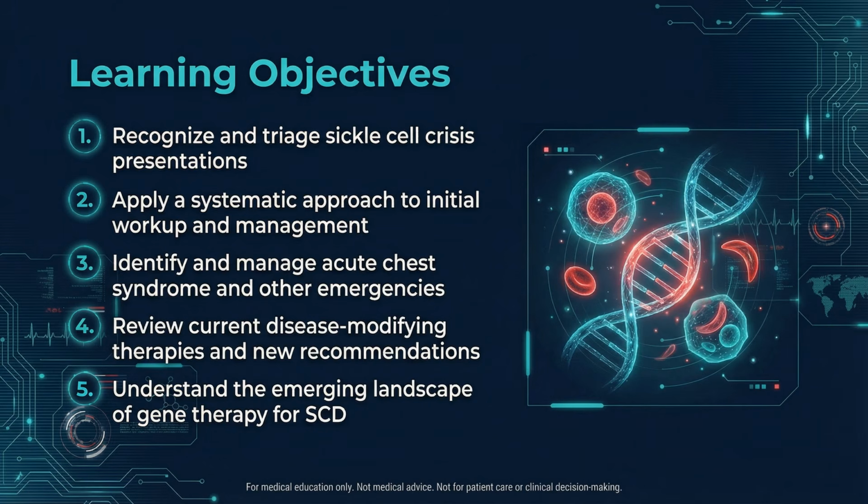By the end of this lecture, you should be able to do 5 key things. First, to recognize and effectively triage the different presentations of a sickle cell crisis. Second, to apply a systematic approach to the initial workup and management. Third, and critically, to identify and manage life-threatening emergencies like acute chest syndrome. Fourth, we will review the current landscape of disease-modifying therapies, including some important recent updates. And finally, we'll touch on the exciting and rapidly emerging field of gene therapy for sickle cell disease.